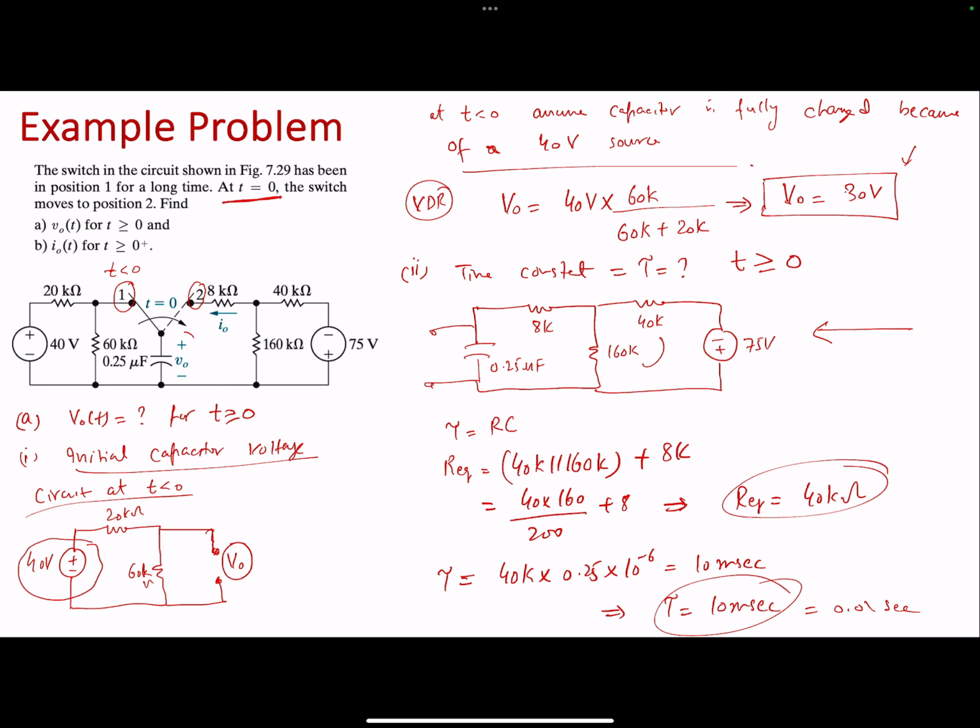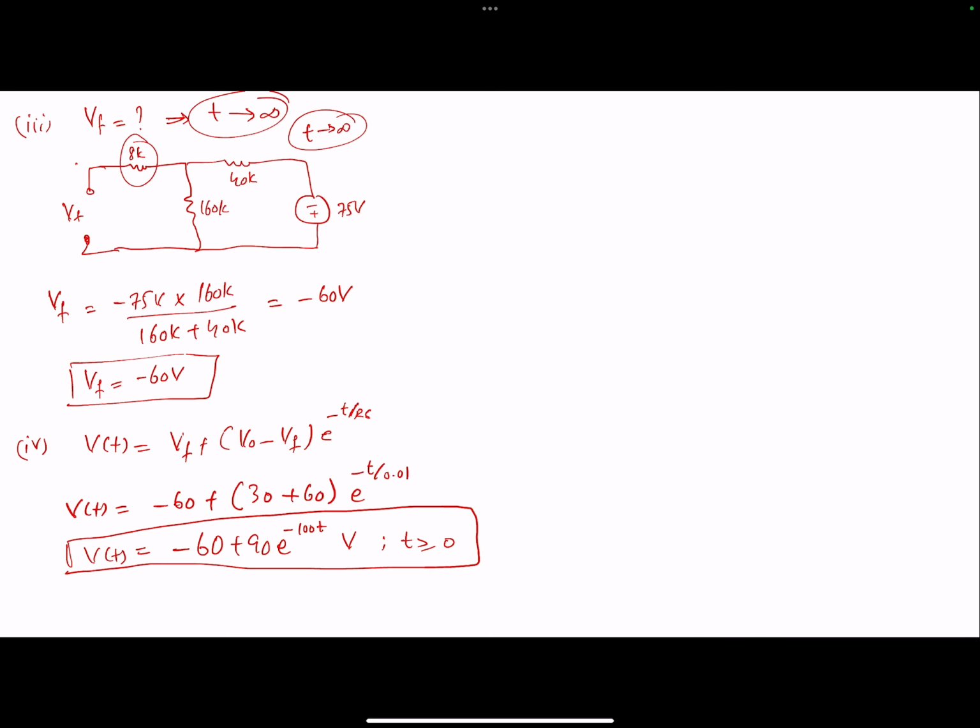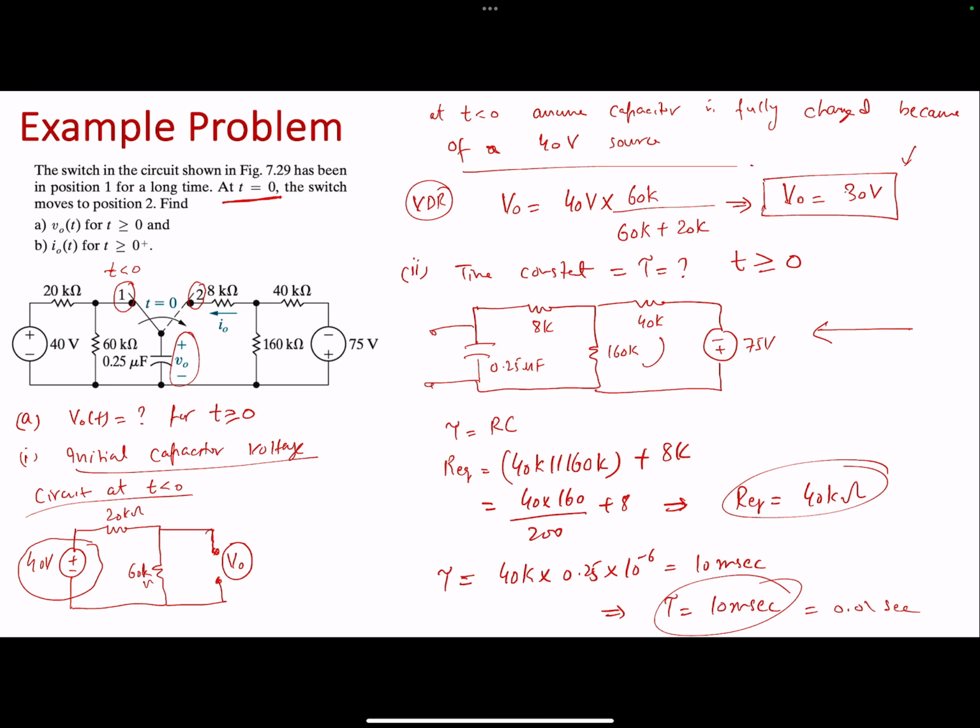So this is V naught of t. Of course you can use V naught of t. But essentially this is a capacitor voltage. Let's find the value of the current, right? And again, this is a capacitor current as well. It is flowing over here.